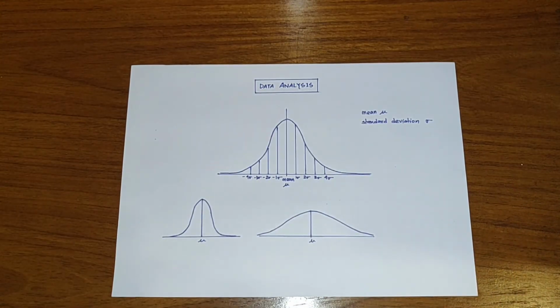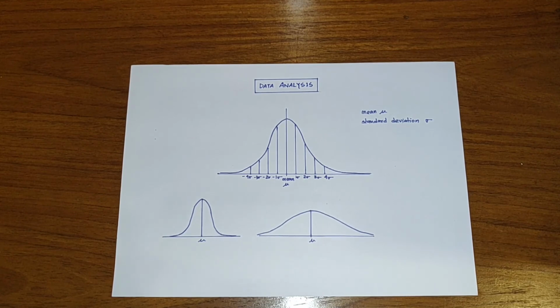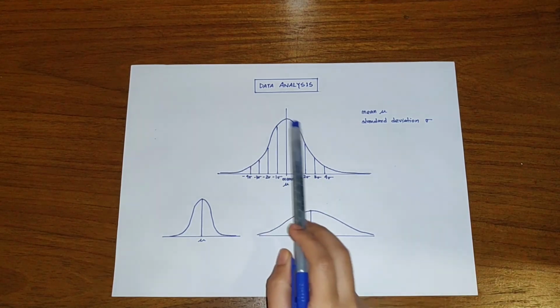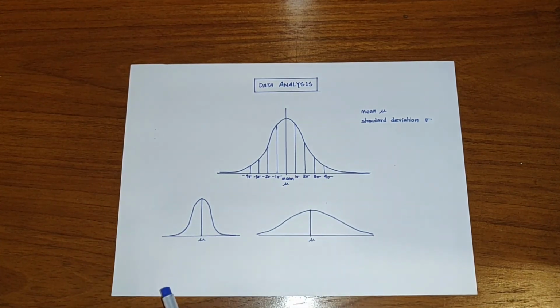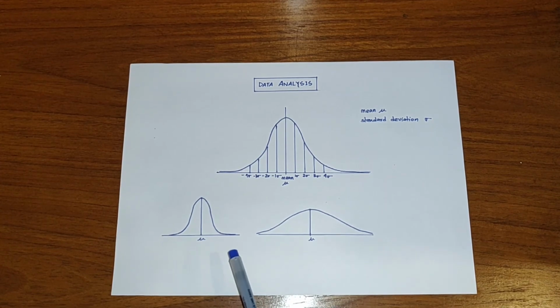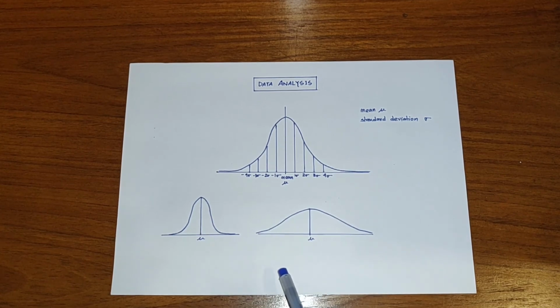One of the most important data distributions is the normal distribution or the Gaussian distribution. It's shaped like a bell and is centered around the mean. Every data distribution has a mean and a standard deviation. Standard deviation dictates how far from the mean the data points typically fall.